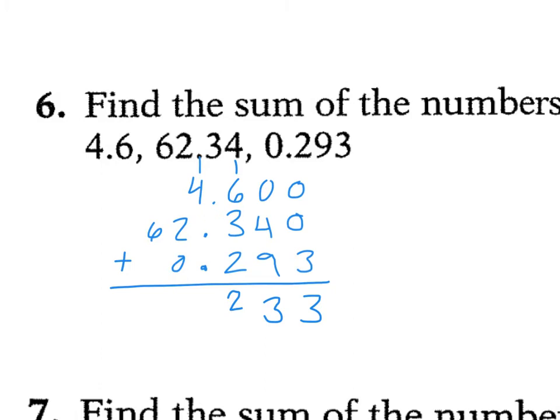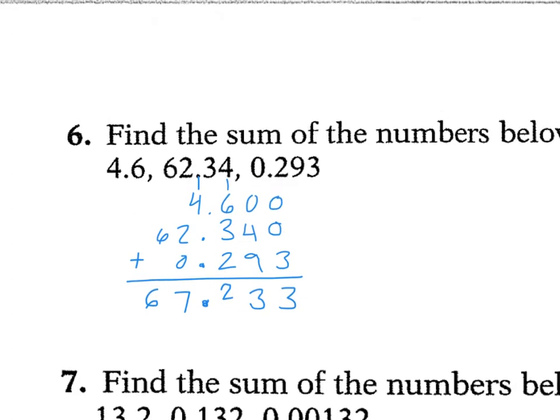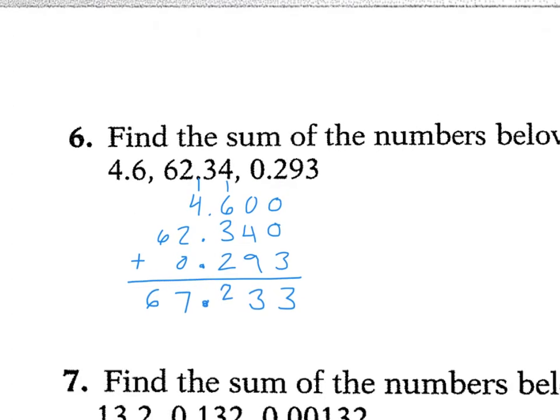1 plus 4 plus 2 plus 0 is 7. We need to drop our decimal down, and then 7. And then we have 6 plus 0 is 6. So our answer here is 67.233.